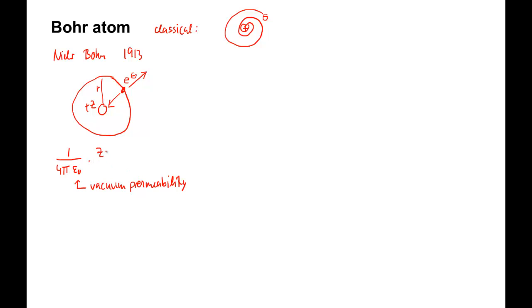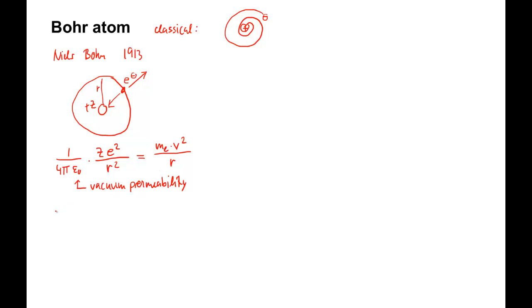times Z, the nuclear charge, and times the elementary charge squared divided by r squared, where r is the radius of the orbit. This attractive force must be equal to the centrifugal force, which is equal to m_e, the mass of the electron, times the velocity of the electron squared, divided by r, again the radius of the orbit.